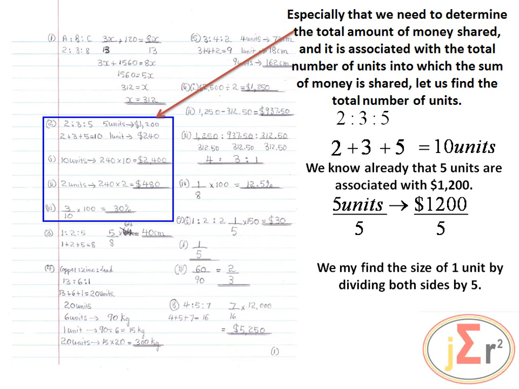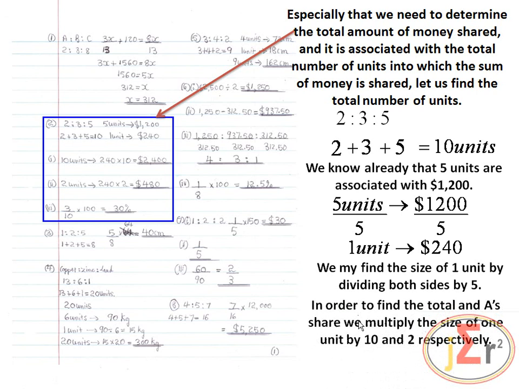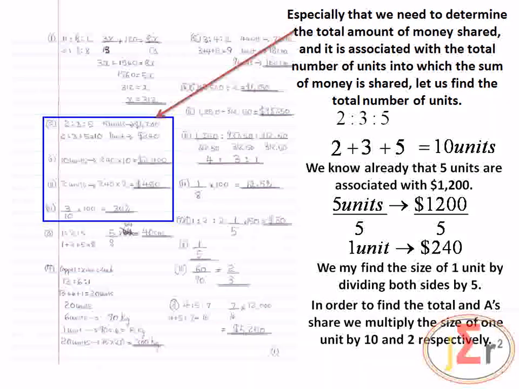5 into 1,200. All we need to do when we are dividing by 5 is double and take off one of the zeros. So double 12, we get 24. And take off one of the zeros, so we have 24 followed by a 0, 240. It is as easy as that. So 1 unit is equivalent to $240. In order to find the total and A's share, we multiply the size of 1 unit by 10 and 2 respectively.